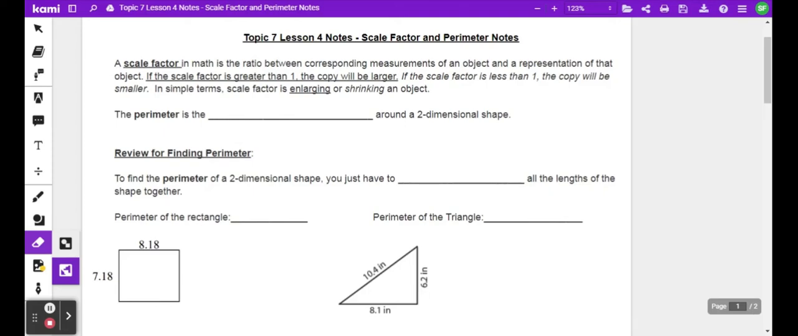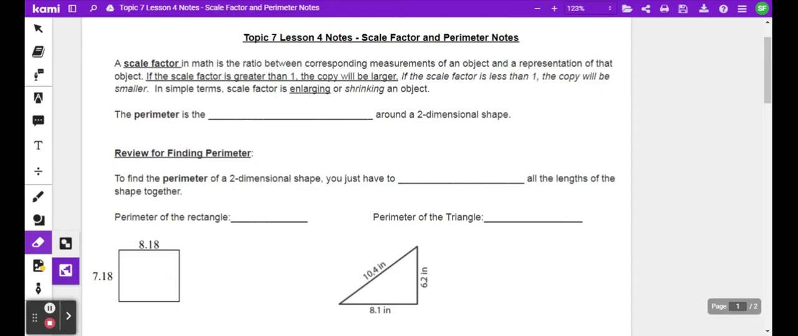Hello, everyone. Welcome to the Topic 7, Lesson 4 set of notes on scale factor and perimeter. In this video, we're going to look at how enlarging or shrinking an object affects the perimeter of the object that has been enlarged or shrunk.